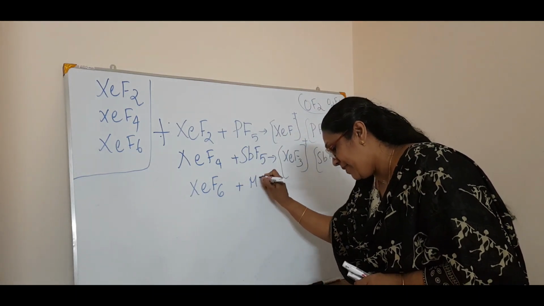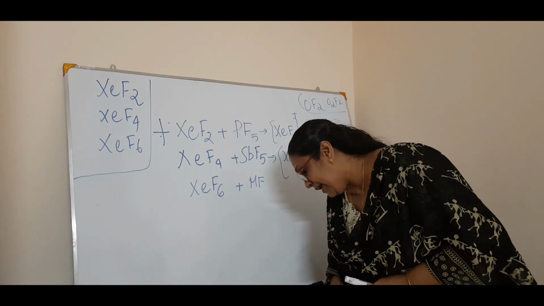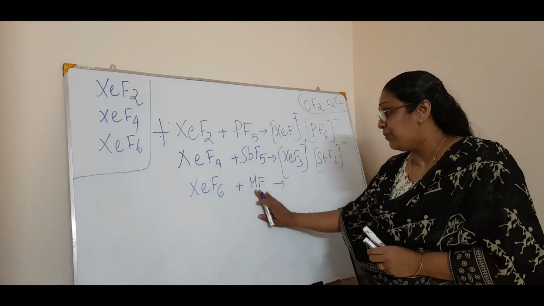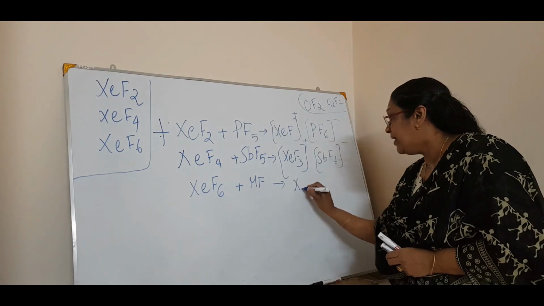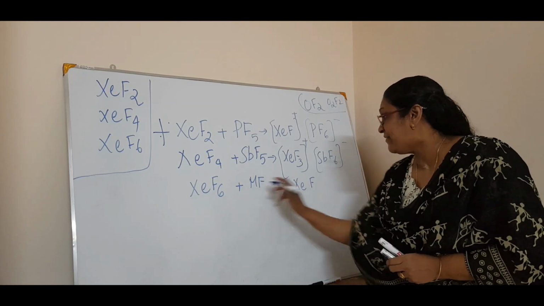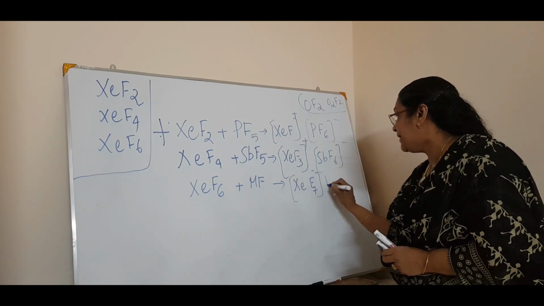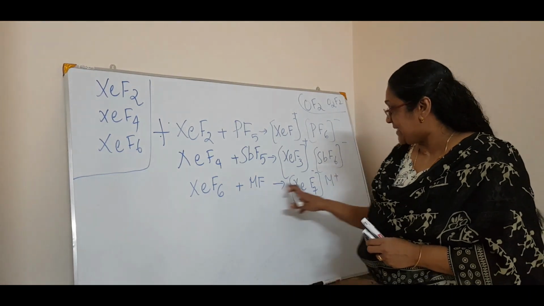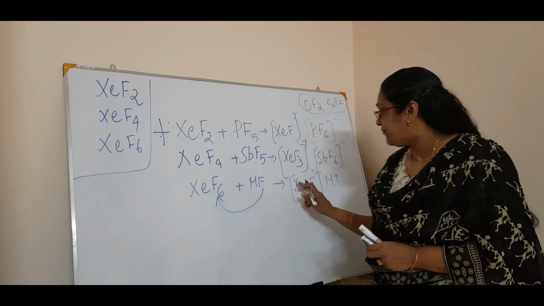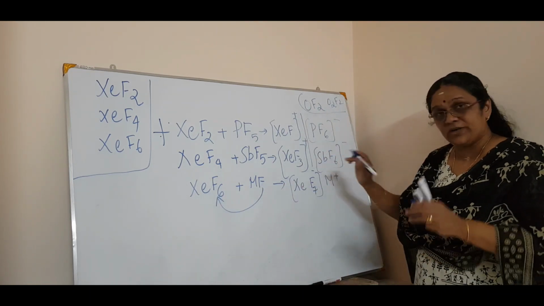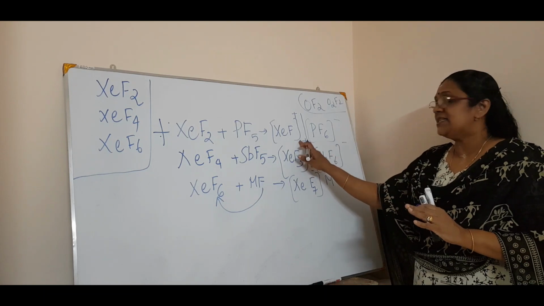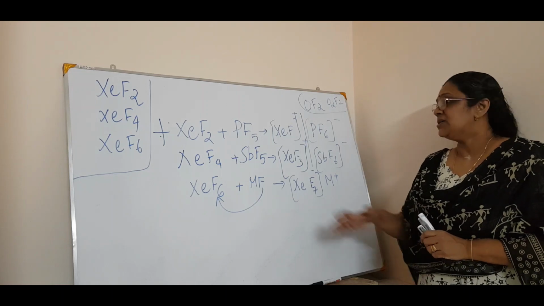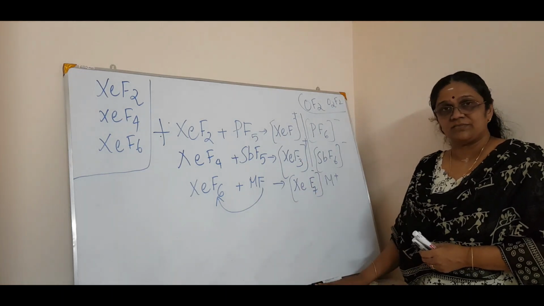And the last is you can have XeF6 plus MF. See, XeF6 plus MF will give you, here the reverse will happen. What will it give? It will give XeF7 minus and M plus. Metal will always have a positive sign. So metal plus, and this F will be given to this XeF6 to form this. Here only the reverse happens. In all the others, xenon is positive, and here it is negative.